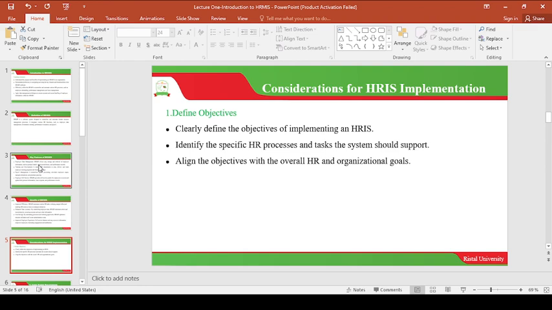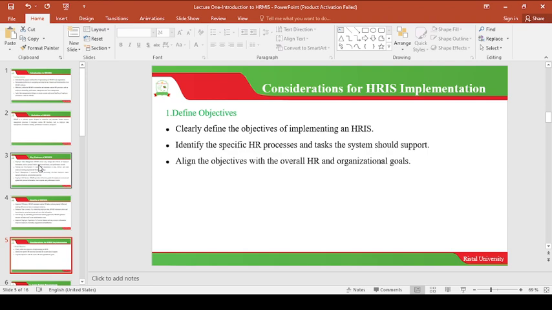Then under objective still, you need to identify the specific processes and tasks the system should support. There are very many processes or tasks the human resource department is handling. So you need to identify specifically which ones. If it's about recruitment, you need to identify that. And if it's all about performance appraisal, you need to also identify it so that the system can support it. Otherwise, if you don't identify those tasks in time, when you are now implementing the system you find that the system cannot execute performance appraisal. It can't track it. By that, you will have wasted resources in terms of money and time.